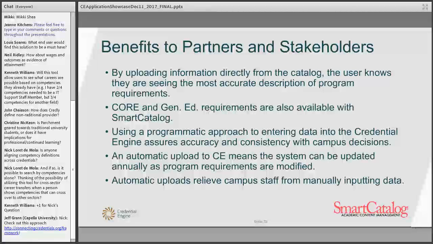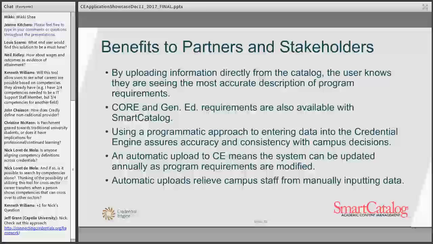The benefits to partners and stakeholders are, one, saving staff time. By uploading information directly from the catalog, the user knows they're getting the right information, the accrediting information, and they don't have to do it manually. It also means that they can include that really critical core and gen ed requirements.